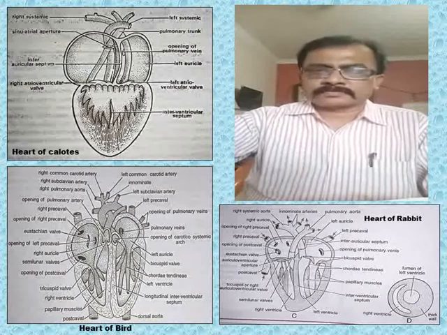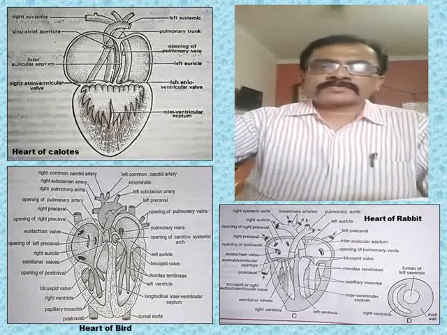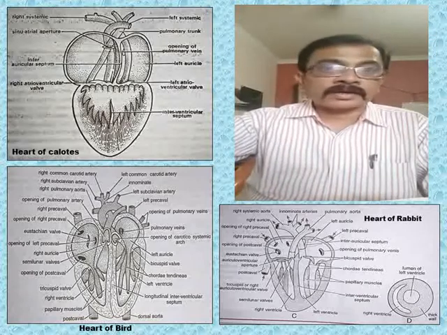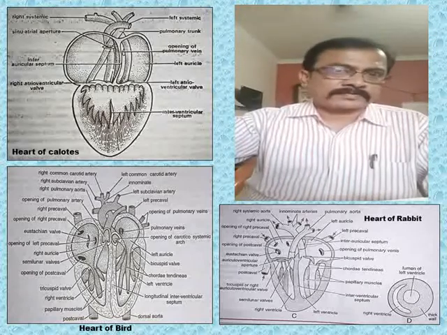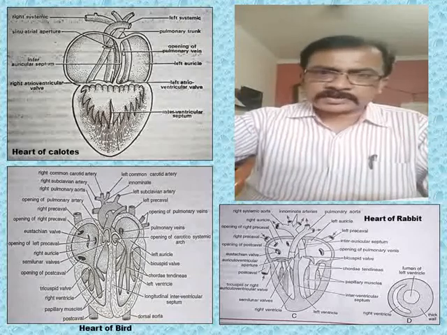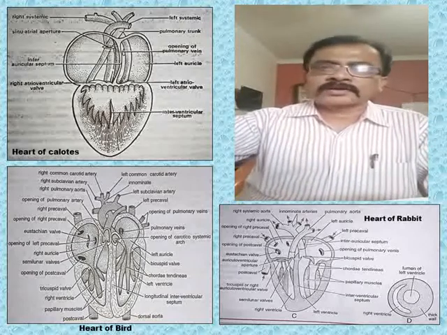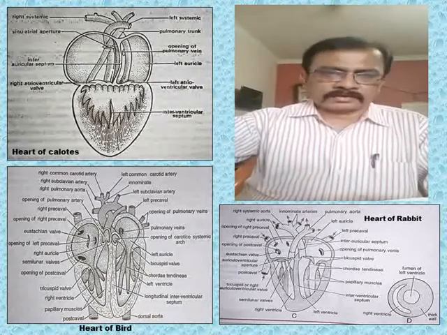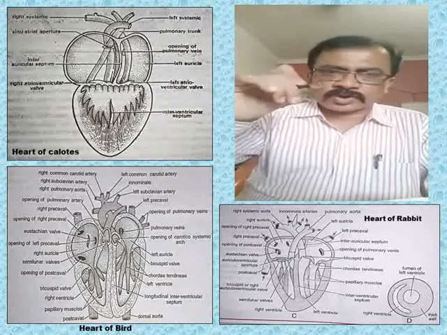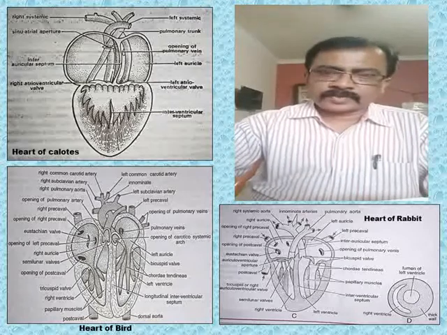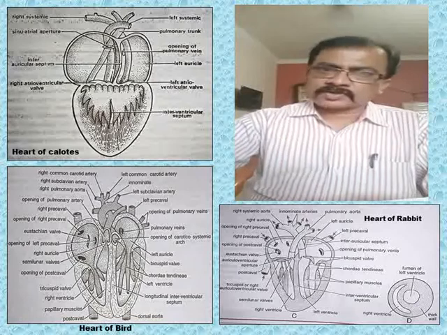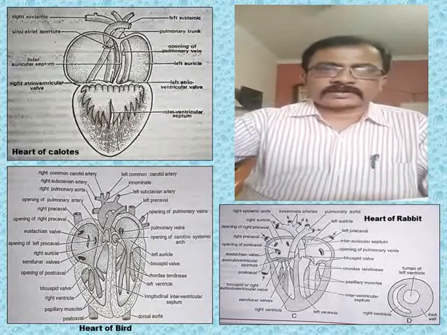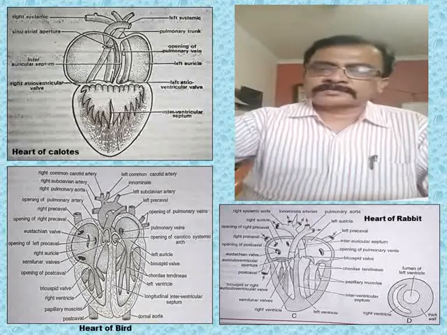In case of pigeon, sinus venosus is absent, but it is incorporated in right auricle. Remember that. That receives two precavals and one postcaval vein, which open directly into the right auricle. And in case of mammal, there also we are going to tell it is absent, but it is merged in the right auricle.